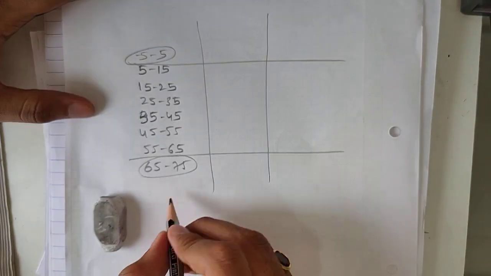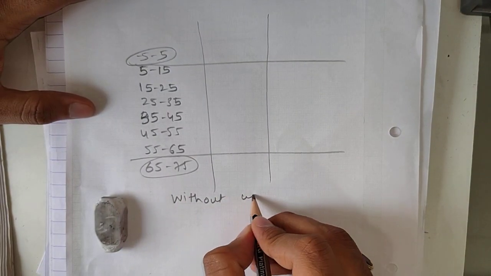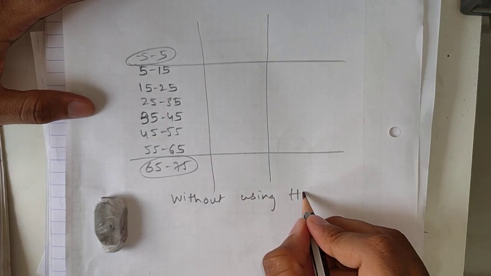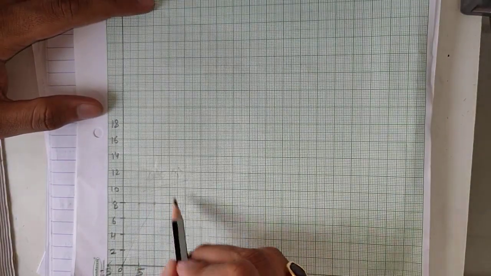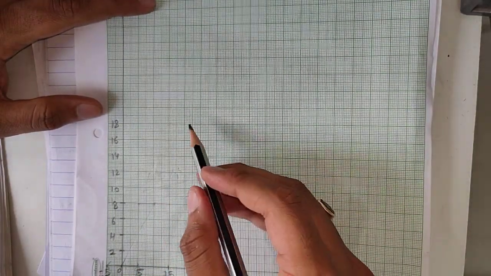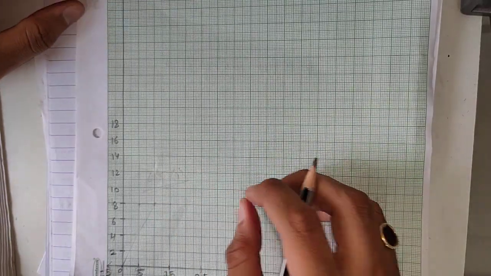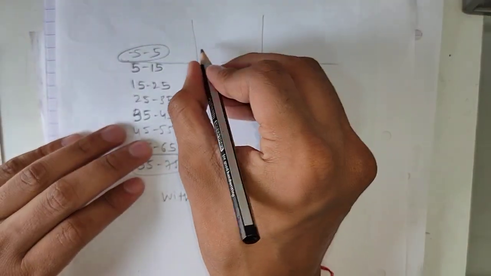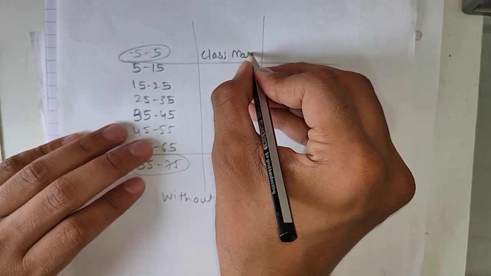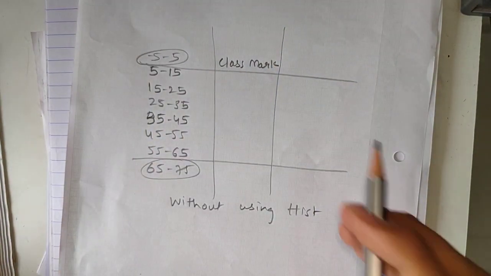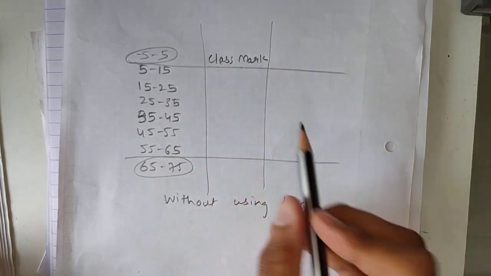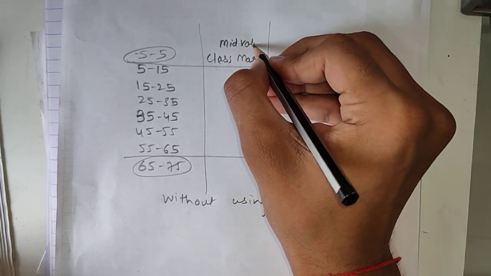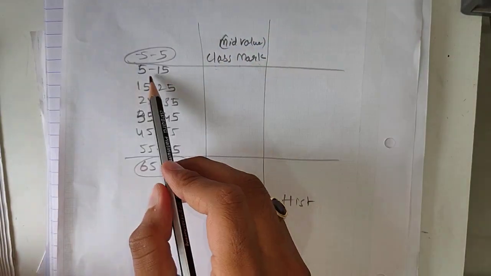Now we are drawing without using a histogram. That means we cannot draw the bars. If you cannot draw the bars, you cannot mark the midpoints. So how do we mark the midpoints without using a histogram? What you have to do is write an extra column here and call it class mark. What is class mark? We have done this in the A exercise. Class mark is nothing but the mid values, the midpoints. So you have to mark the midpoints here.